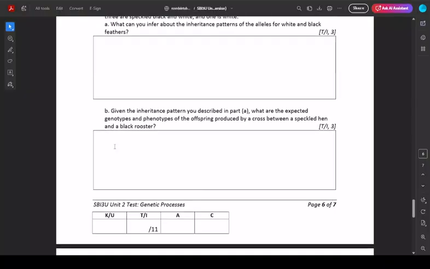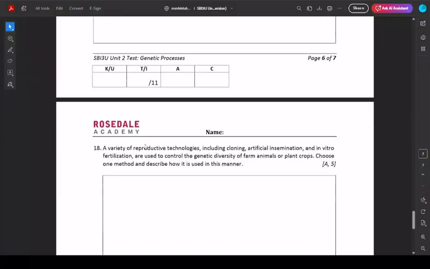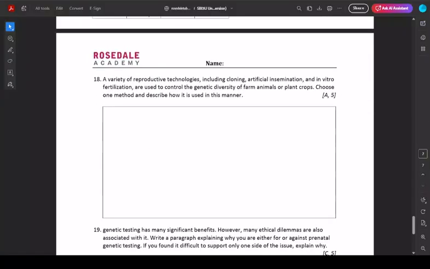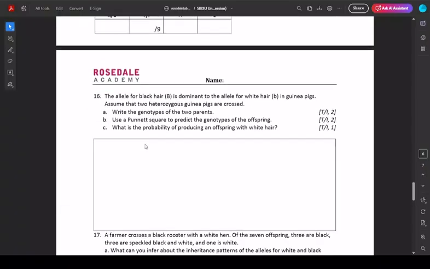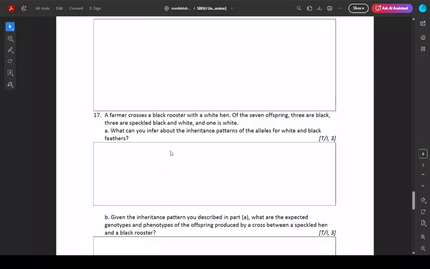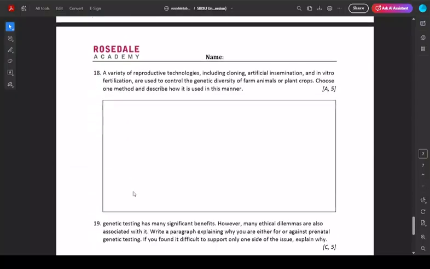Given the inheritance, what are they expected? Okay, I'm also going to skip that because it's wrong. I just realized it's not possible. If one parent is fully black and the other is fully white, then the rooster will always pass on the B trait and the hen will always pass on the white trait. So that doesn't work. Let's go on to 18.